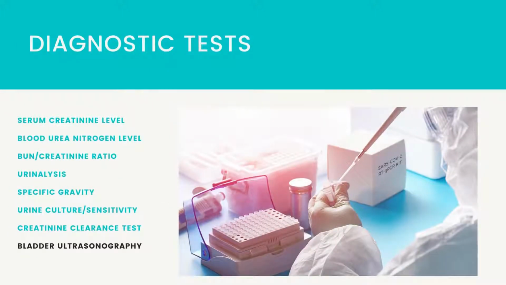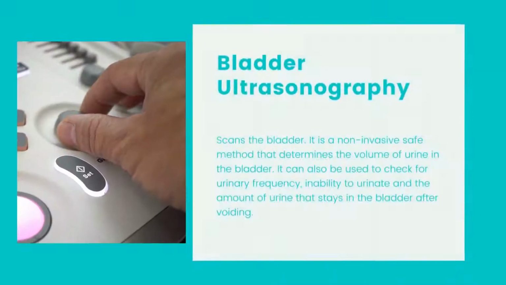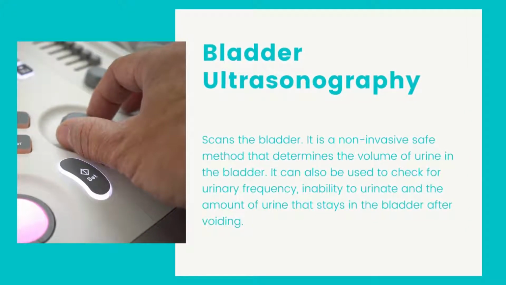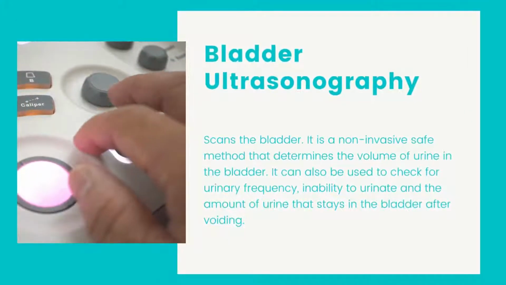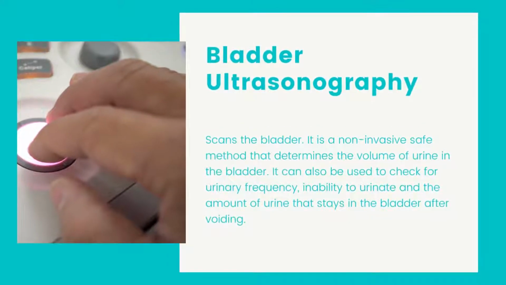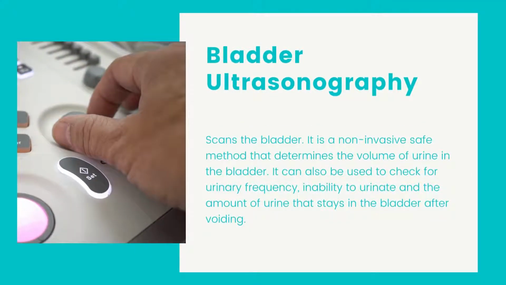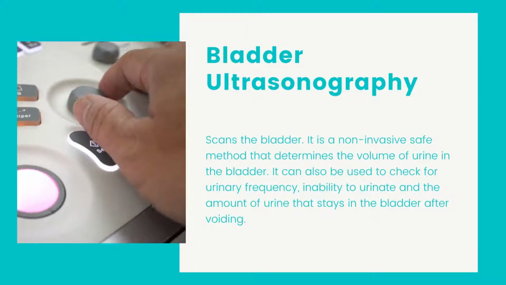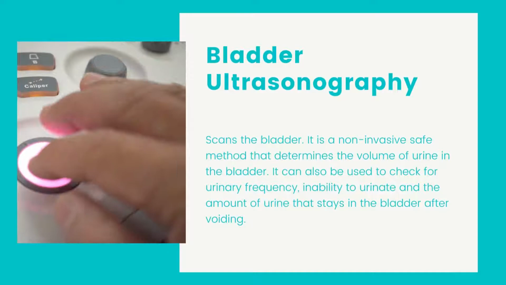Bladder ultrasonography. This test is a way to scan the bladder. It is a non-invasive, safe method that determines the volume of urine in the bladder. It can also be used to check for urinary frequency, inability to urinate, and the amount of urine that stays in the bladder after voiding.